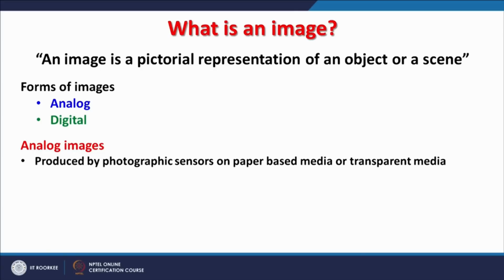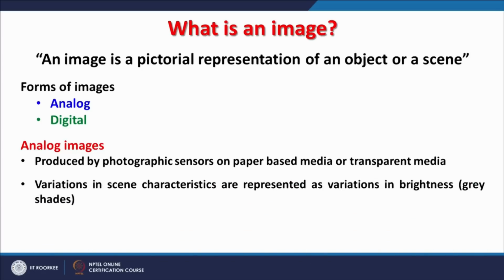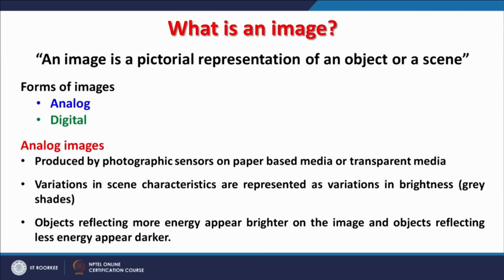Analog images are examples produced by photographic sensors on paper based media or transparent media, and that is a typical example of film cameras. And variations in scene characteristics are represented as variations in brightness or gray shades. This is a common characteristic of both analog images and digital images. The objects which reflect more energy appear brighter on the image, and objects reflecting less energy appear darker. So these are the ways an image can be created, analog or digital.